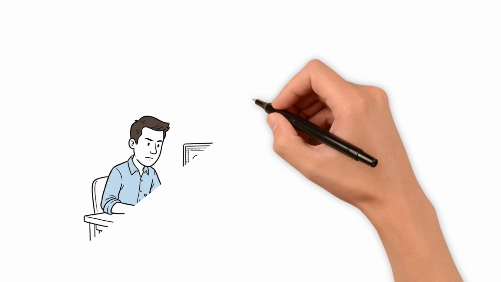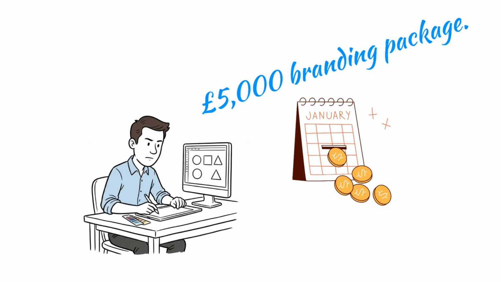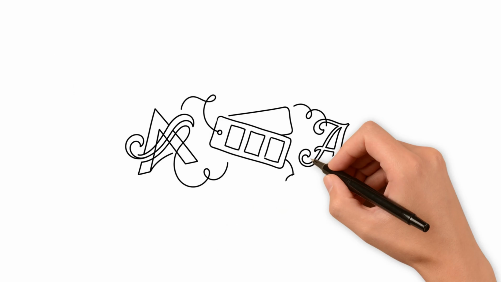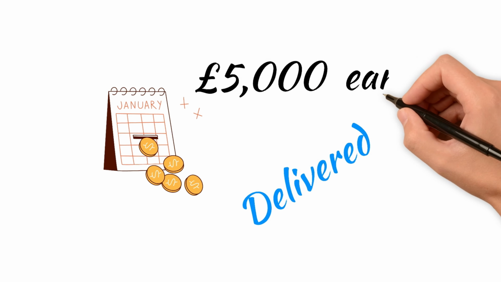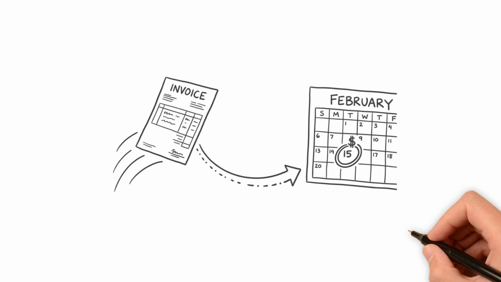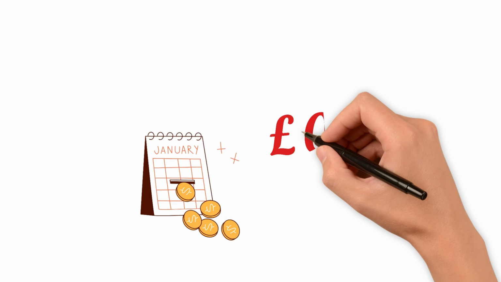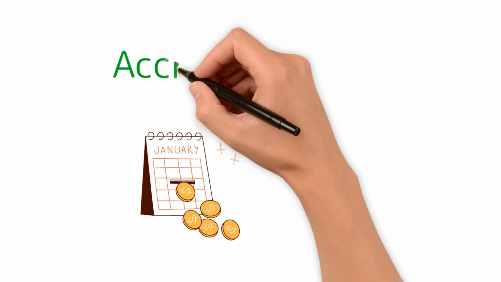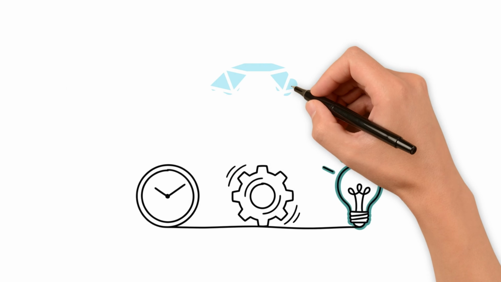Imagine you're a graphic designer. In January, a client hires you for a £5,000 branding package. You spend all of January designing logos and choosing color palettes. On January 31st, you deliver the final files. You've done your bit. You have earned the £5,000. You send the invoice and the client pays on February 15th. With the cash method, your January looks like a total bust, zero revenue. But with the accrual method, thanks to this principle, you record the full £5,000 of revenue in January, because that's when you did the work. That's when the value was created.